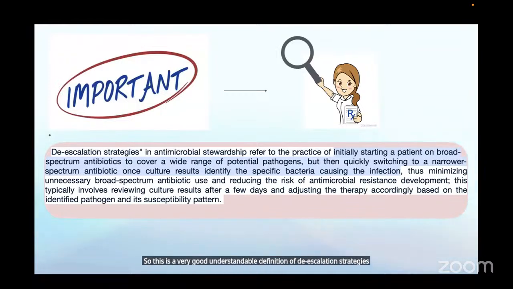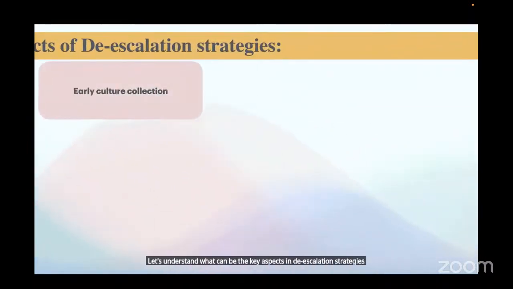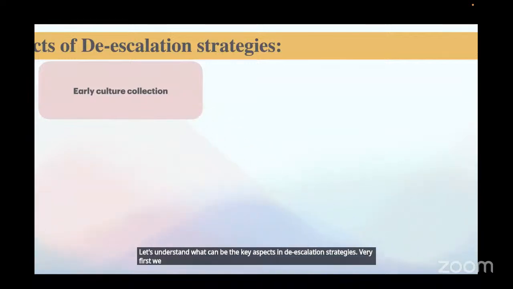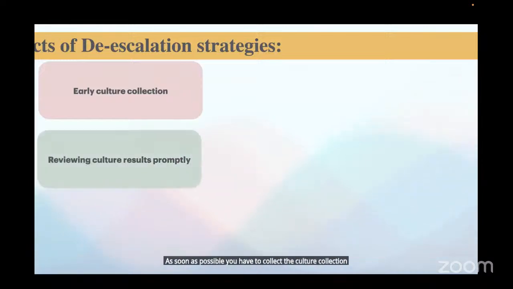We have a number of aspects. Let's understand what the key aspects in de-escalation strategies can be. Very first, we have early culture collection: collecting your specimens for culture and sensitivity testing as soon as possible after initiating empirical therapy. Once you have introduced a broad spectrum antibiotic to the patient, as soon as possible you have to collect the culture.